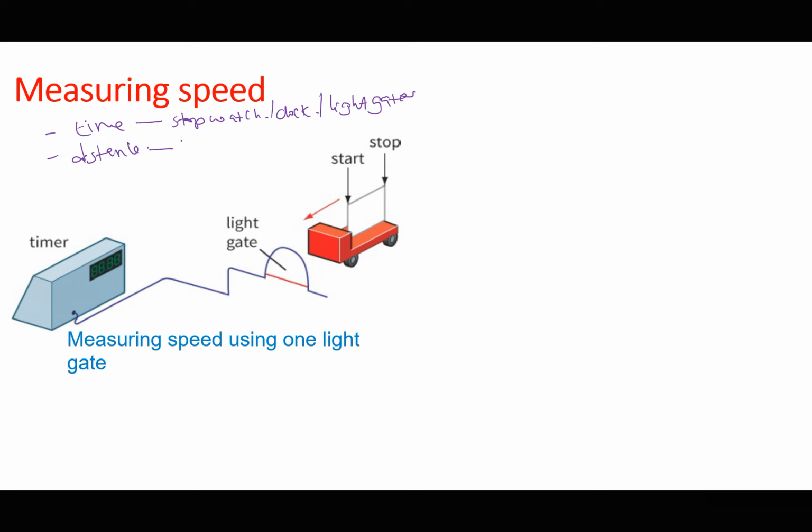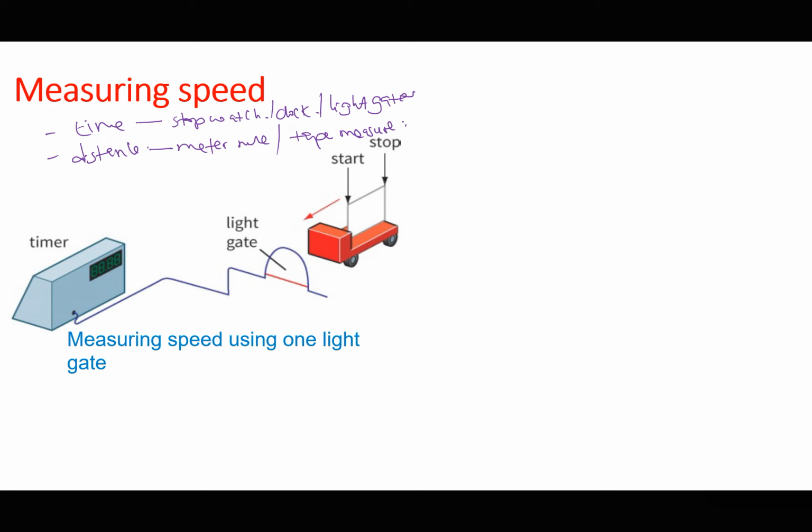Then for distance in the laboratory, we could use a meter rule, or you could use a tape measure. That is in the laboratory. If the distance is extremely small, you may use a micrometer screw gauge, digital vernier caliper, and so on and so forth. So to determine the speed, we need to know the time, either using a stopwatch, stop clock, or light gates. We need to know the distance between two fixed points, either using a meter ruler or a tape measure.